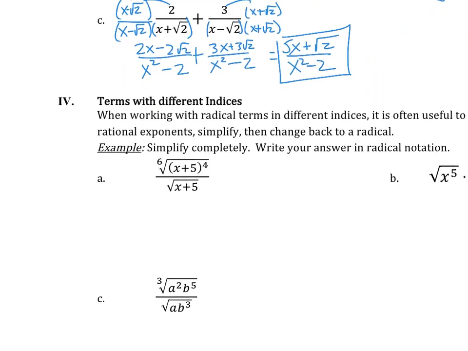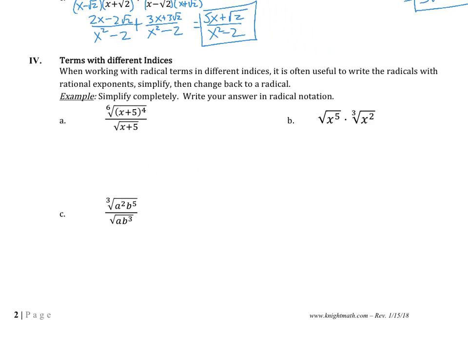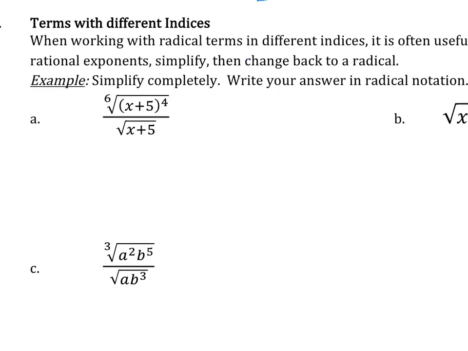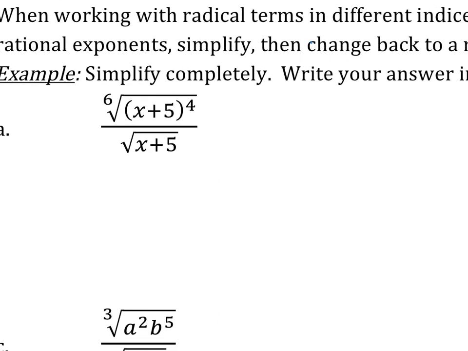So, what if we have different indices? Last little situation here for us. All right? So, when we're working with radical terms of different indices, we want to write them with rational exponents and simplify. All right? So, let's write this with rational exponents.